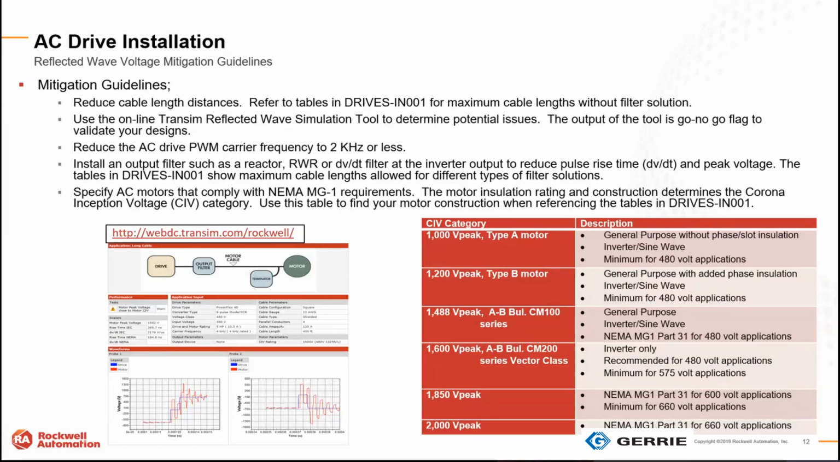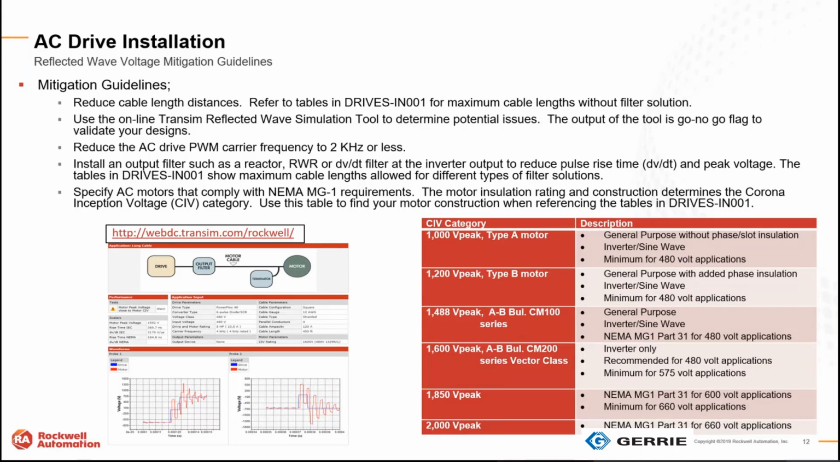These are the typical ratings that we see in the field: the 1,000 volt peak, the 1,200, 1488 is a very common one for the 480 volt. And then we see 1850 for the 600 volt applications. What that means is that's the phase-to-phase insulation rating that it can withstand from the reflected wave voltage coming out of the drive. Once we know that, we can determine how far we can go from the VFD with that cable.